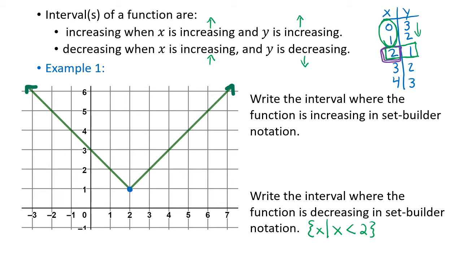Now, if we go ahead and look at more of the table, we can see once we get to that vertex point, the point where the graph changes direction, it goes 1, 2, then 3. It's now increasing. So we have an increasing interval. Once again, we'll describe it in terms of x. So I'm talking about all the numbers that are greater than 2. So I make my bracket x such that x is greater than 2. And that's describing my increasing interval.